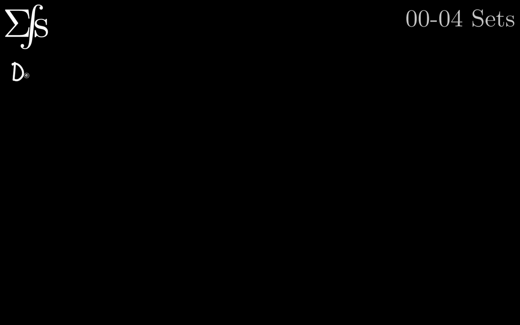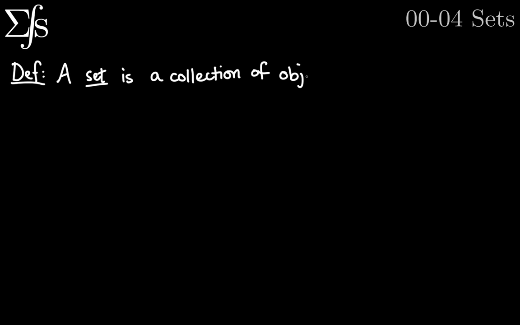So we'll start off with the definition. What is a set? A set is a collection of objects. And that's really it. That's all a set is. It's just some assortment of things.